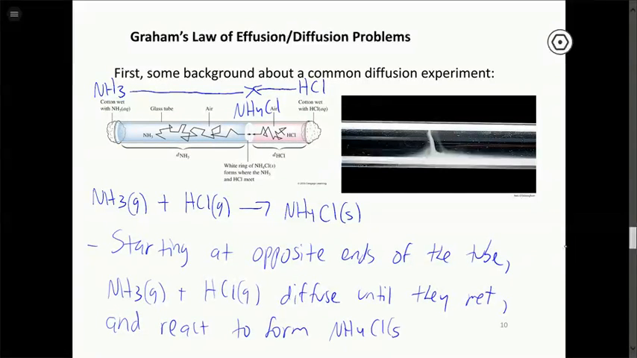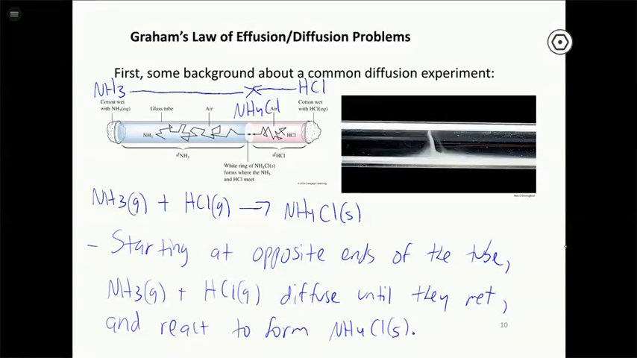All right, so if you're in the lab, this should look familiar. If you're not in the lab, you probably have no idea what I'm talking about, but just follow along. So we're just doing a gas phase reaction inside of this glass tube where we're starting with the two gases on each end, and then they come together and meet in the middle.